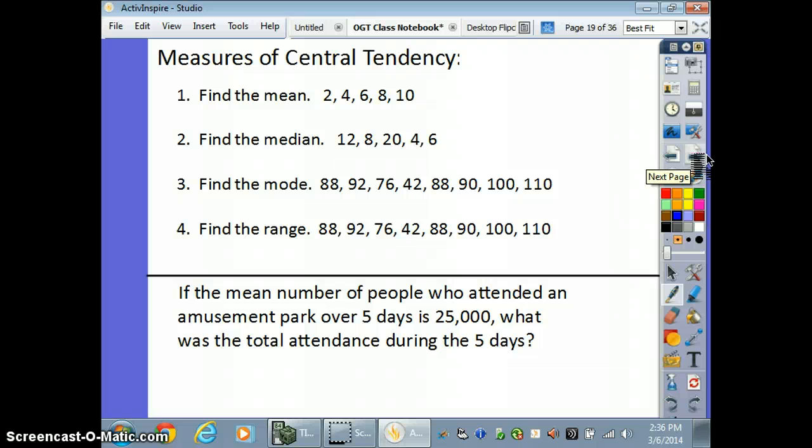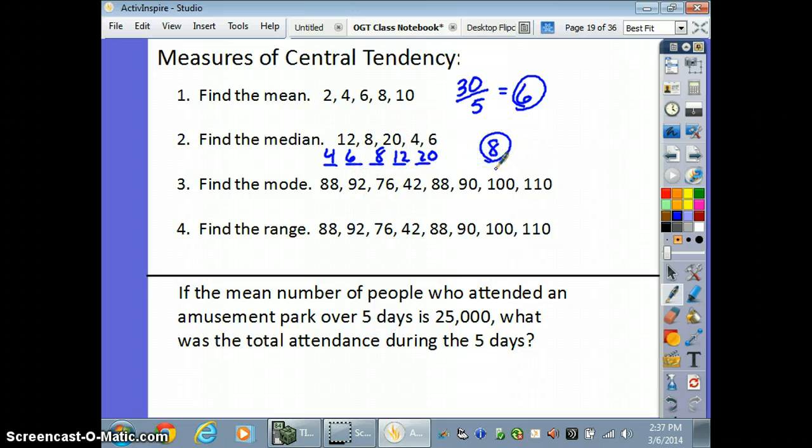Measures of central tendency. That's your mean, median, mode, range. The mean: add them up. Let's see, I think that's 30. Divide by how many there are: 1, 2, 3, 4, 5. The mean is 6. You can see it. The median, you have to get them in order first. I like to put blanks so I don't mess up. There's 5 of them, so it'd be 4, 6, 8, 12, 20. The median is 8.